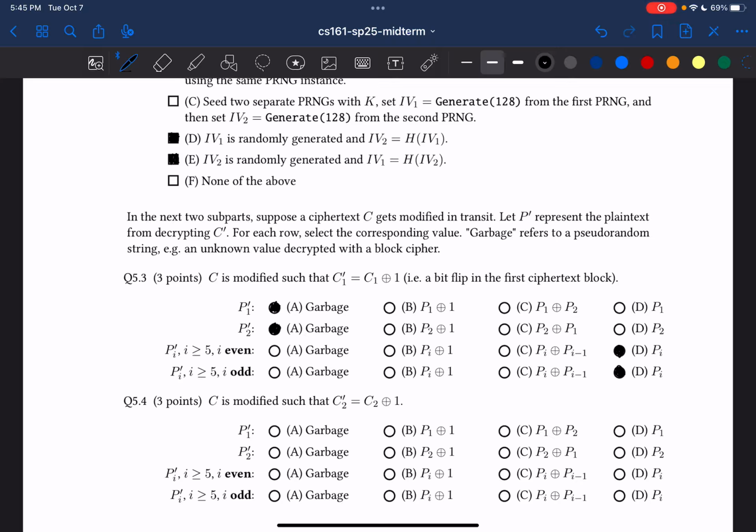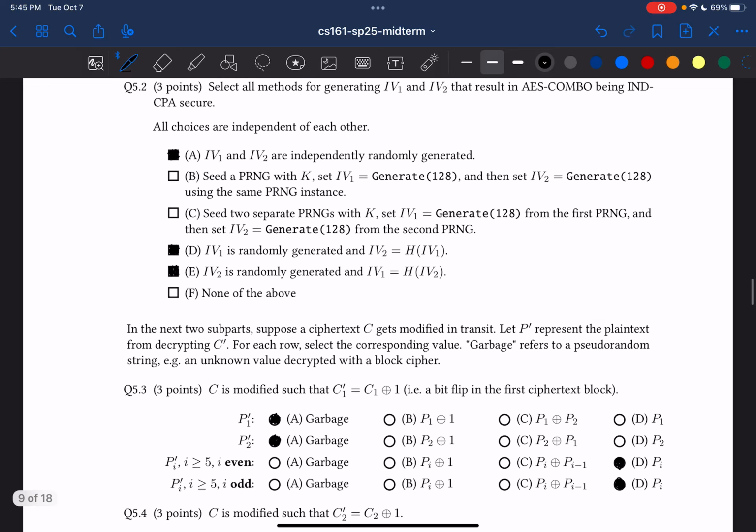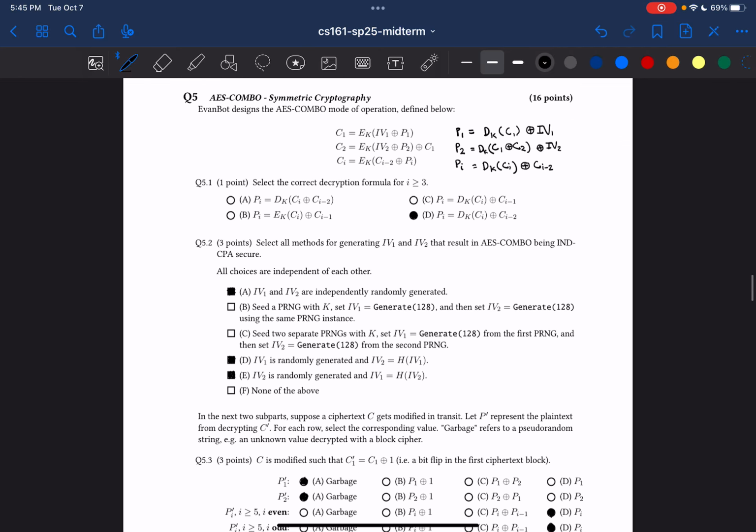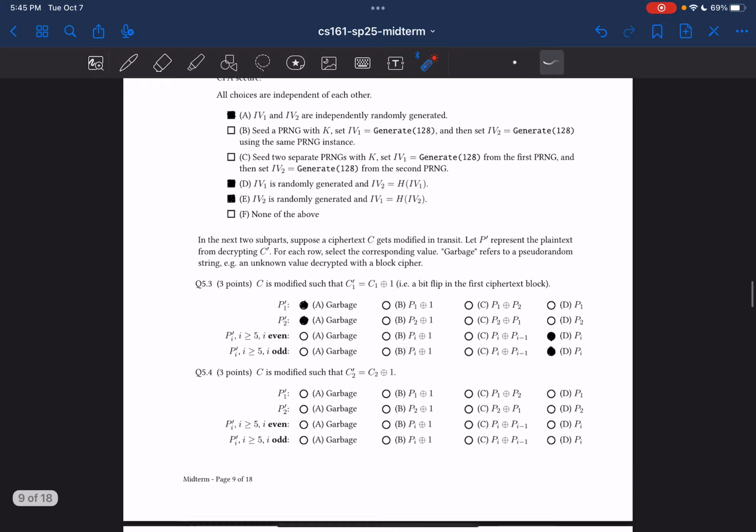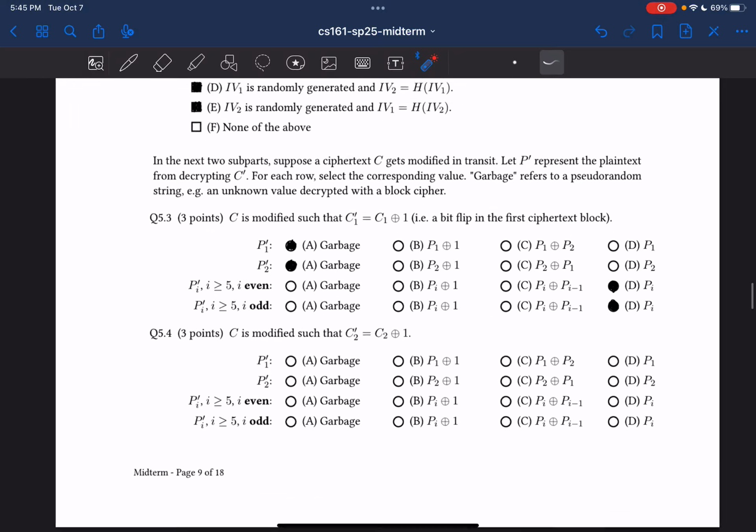Note that because we're only modifying the first ciphertext block, this result does not chain down to, for example, C3 or C5 or C7, because the value of C3 is unaffected. Or sorry, the value of C5 is unaffected, because that only depends on C3, and C3 itself is not affected, but P3 is affected. Let's move on to the next part.